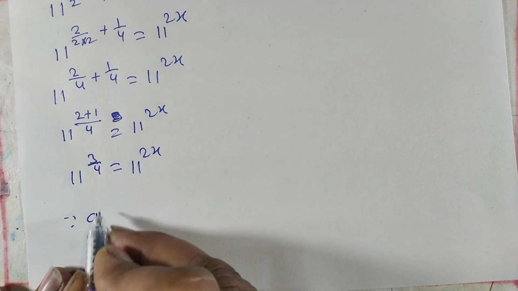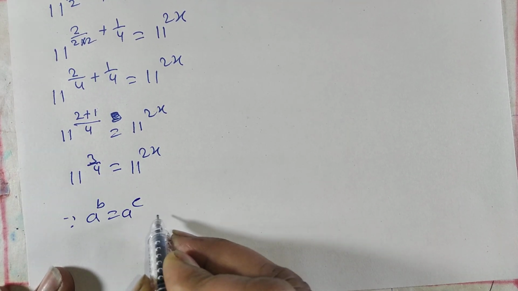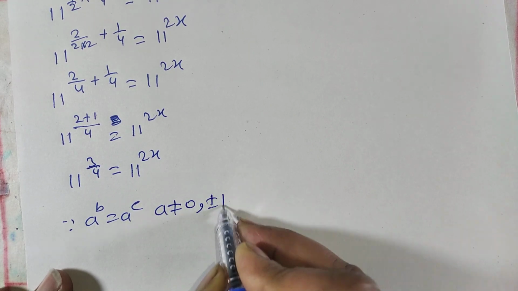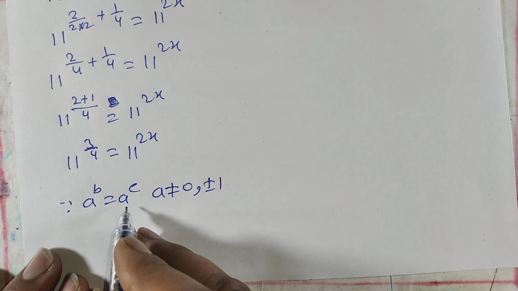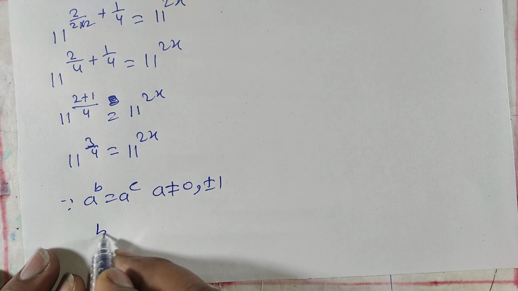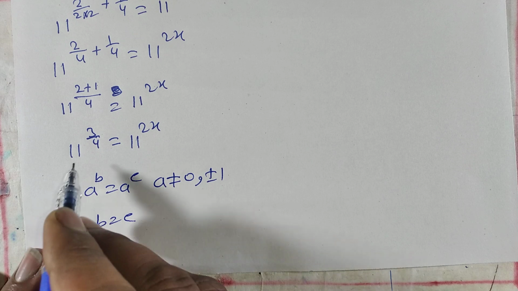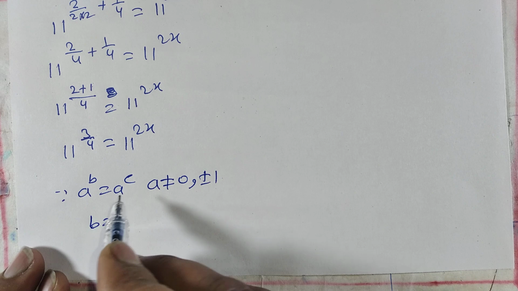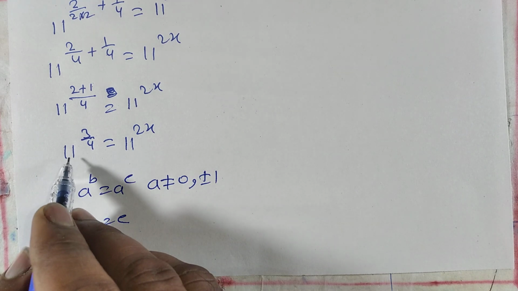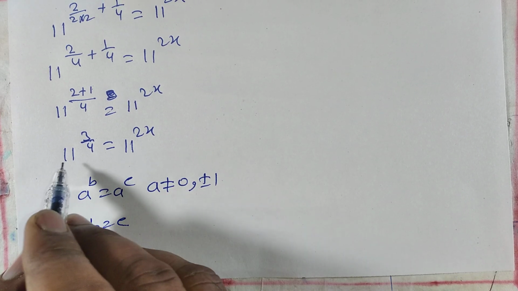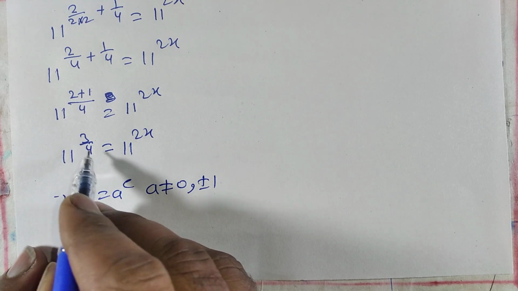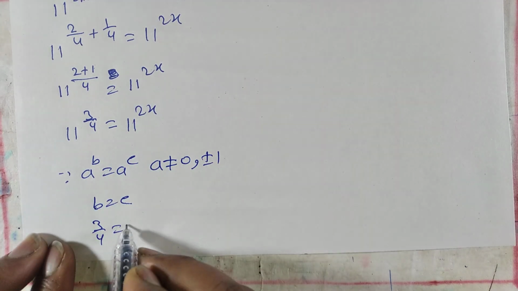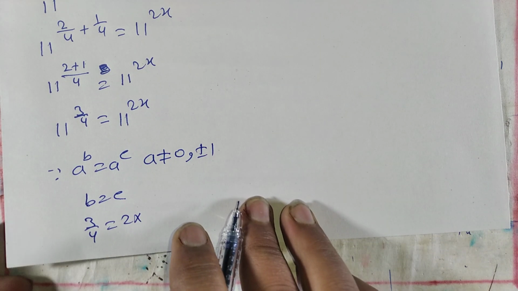If we have a to the power b is equal to a to the power c, with the condition a not equal to 0, plus or minus 1, and base and base are equal, then we equate the powers, b is equal to c. By using this rule on both sides, base and base are equal and equating the powers, 3 by 4 is equal to 2x.